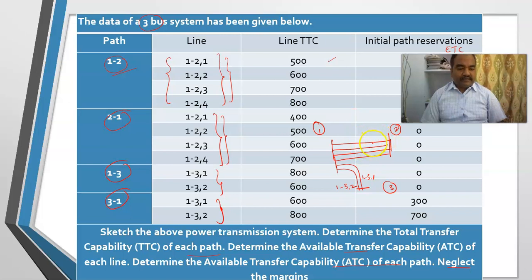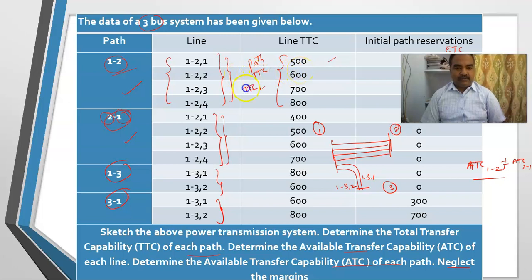In each of these lines, as already said, the ATC of 1 to 2 is not equal to the ATC of 2 to 1, right? That's why they have mentioned them separately. Paths are different, which indicates a starting point to an ending point in which power is being transmitted. Now they have given each line TTC. So path TTC is the combination of all these 3. What is the path TTC? Which path is it? The 1 to 2 path, right?